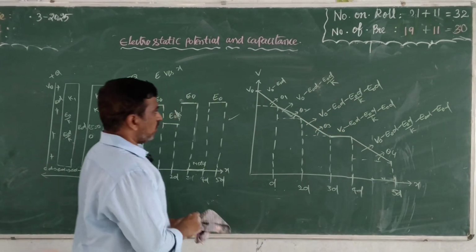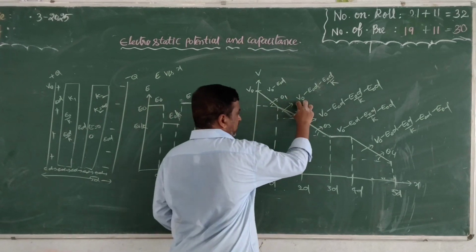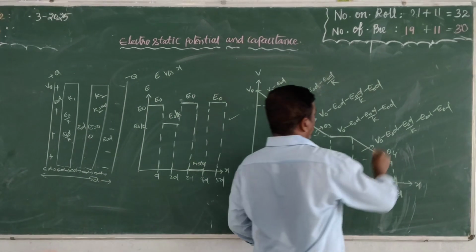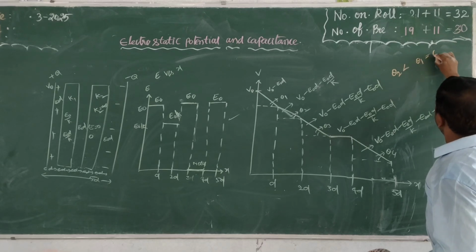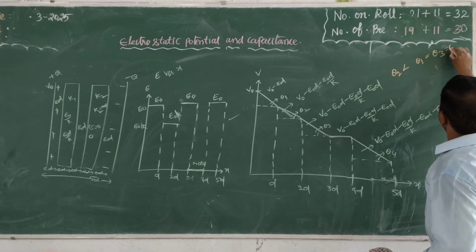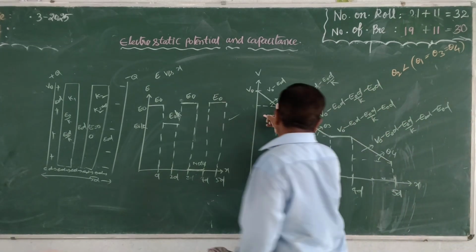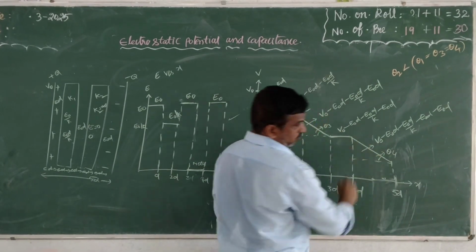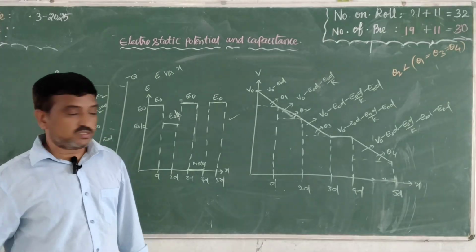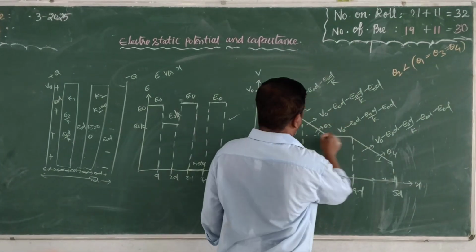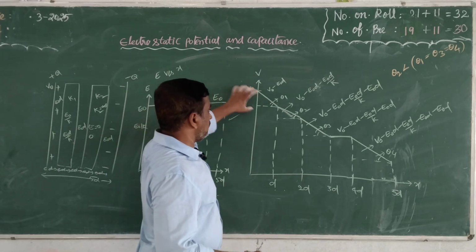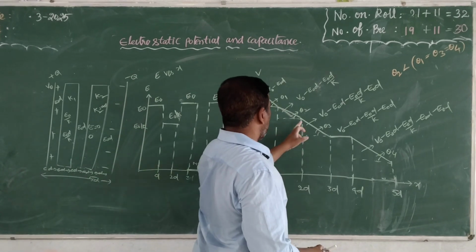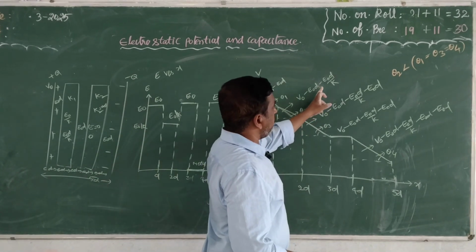See here, I write the condition: theta 2 is less than theta 1, equal to theta 3, equal to theta 4. Theta 1, theta 3, theta 4 are the same, with the same decrease in change in potential. Theta 2 is only less. Why? Because the dielectric is there. See here V naught, here V naught minus E naught D, here V naught minus E naught D by K.